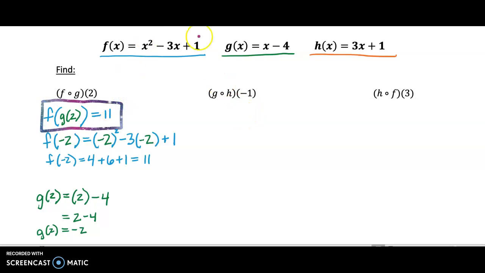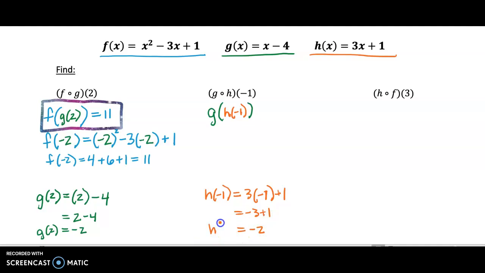Okay, so now let's try this one over here. So now we have g of h of negative 1. My g function is the outermost function, and I'm tossing inside of the g function whatever the answer for h of negative 1 is. So let's find out what h of negative 1 is. Let's come down here. H of negative 1 equals 3, parentheses, negative 1 plus 1. So that gives us negative 3 plus 1, which is negative 2.